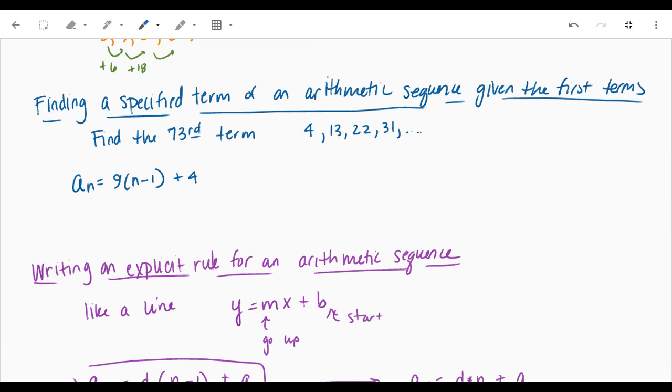Okay, so that's why I said it's weird. They have you doing this first before they have you writing the rule. So I think it's easier if you write the rule first, okay, and then do this topic.